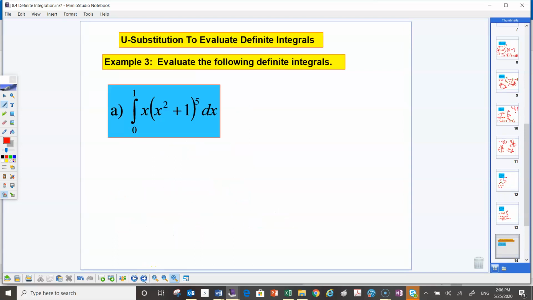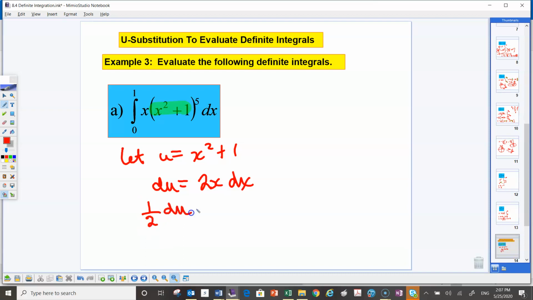Okay, now how do we use u substitution to evaluate definite integrals? Again, if you recall from u substitution in section 8.3, it makes sense in this question to let u equal x squared plus 1. du would be 2x dx. So if I divide both sides by 2, I get 1/2 du is x dx. So you notice I have an x dx here to get rid of.